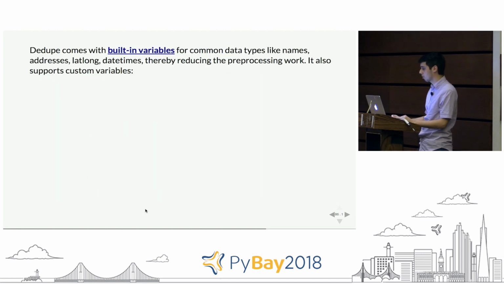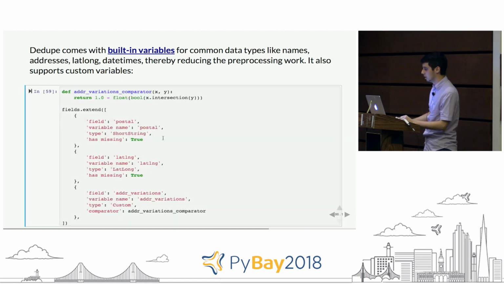Then dedupe also comes with many built-in variables for common data types like names, addresses, latitude, longitude, and date times, thereby reducing a lot of preprocessing work. It also supports custom variables. So I can say that postal is a short string again, but latitude and longitude is a LatLong type. So I don't need to use some smart preprocessing or some smart comparison. Dedupe already handles that for me by just setting the type of the variable for latitude and longitude.